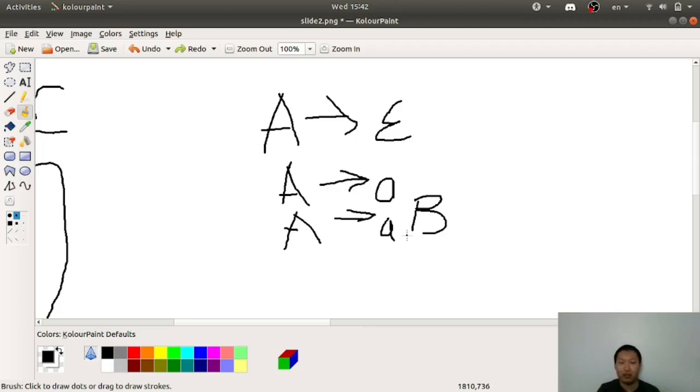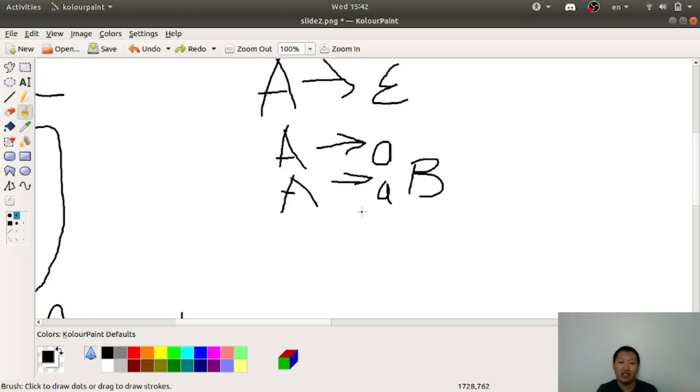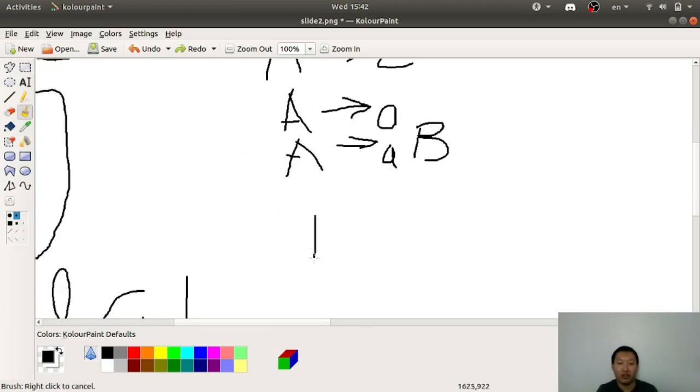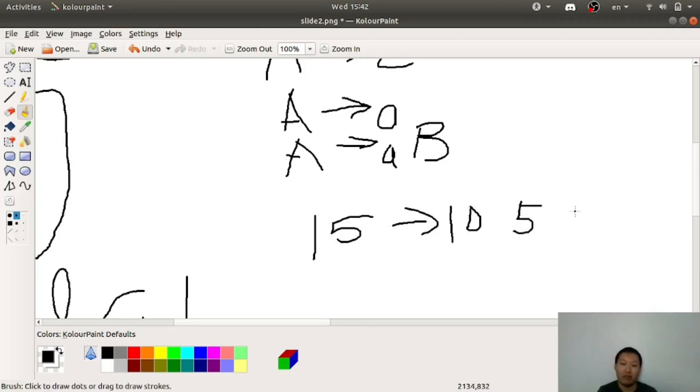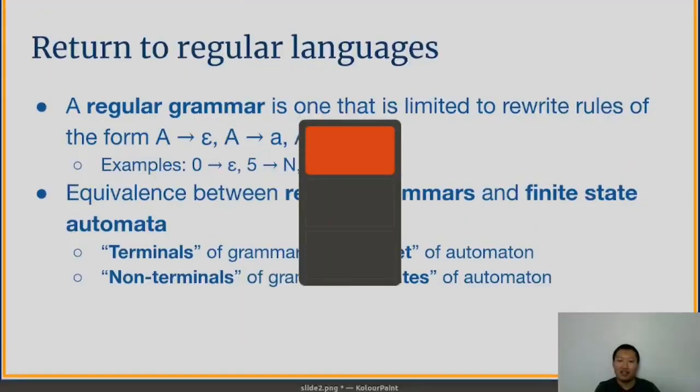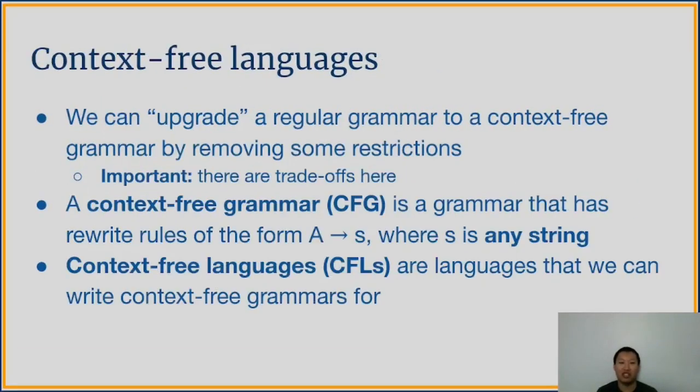The details aren't really important for now. What matters really is, what happens if we remove these restrictions and we allow for a more diverse set of rules? So for example, what if we do allow for the 15 goes to 10, 5 rule to be in our grammar? What happens?